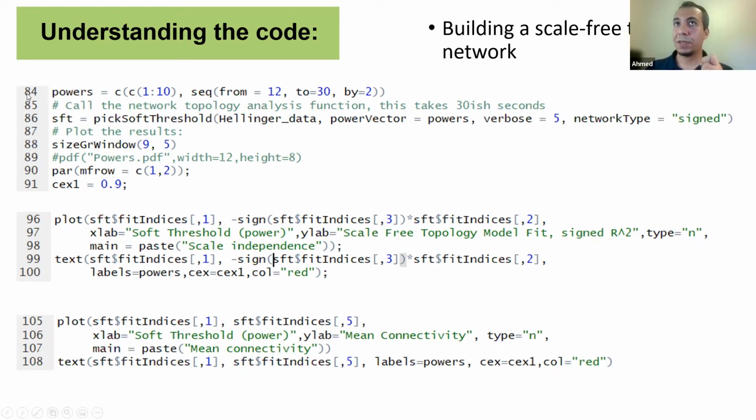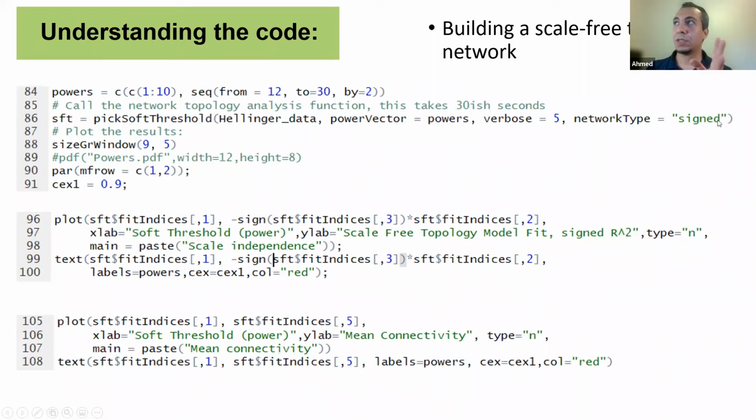So the first line here, line 84, is where you provide a vector of power transformations. So powers of 1, 2, 3, up to 10, and then you jump by 2: 12, 14, 16, etc., up to 30. So these are the jumps that you are making. And this is the function that you have, which is pickSoftThreshold. So you apply all of the powers that you have specified here on your transformed data to build the different networks.